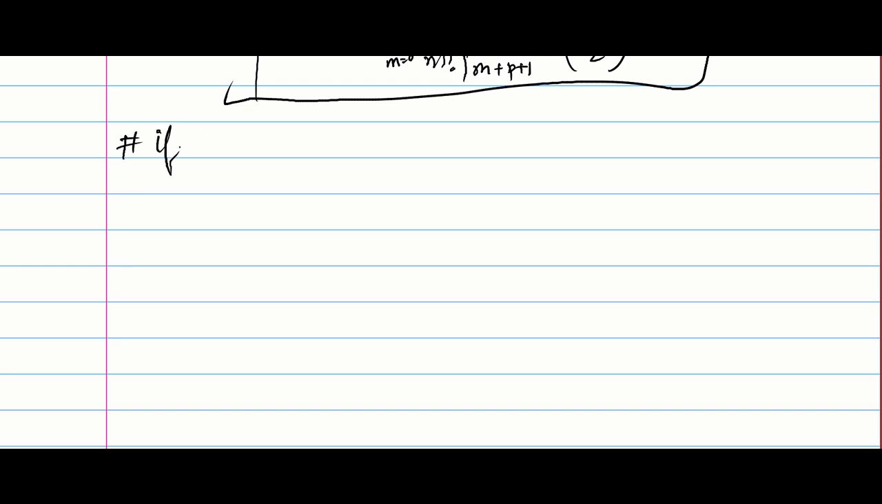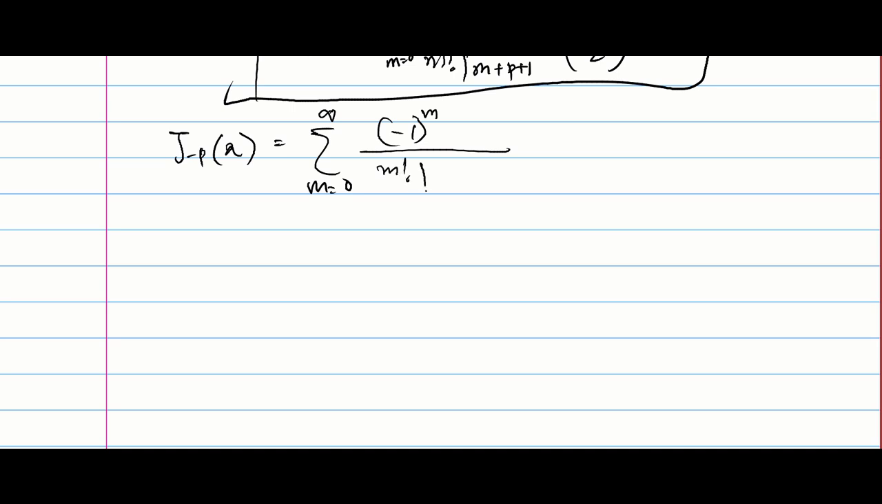Now what will be J minus p? This is also a function of x. Let me write it properly again. J minus p of x is the sum from m equals 0 to infinity of (-1)^m over factorial m times gamma of (m minus p plus 1), times (x/2) to the power 2m minus p.